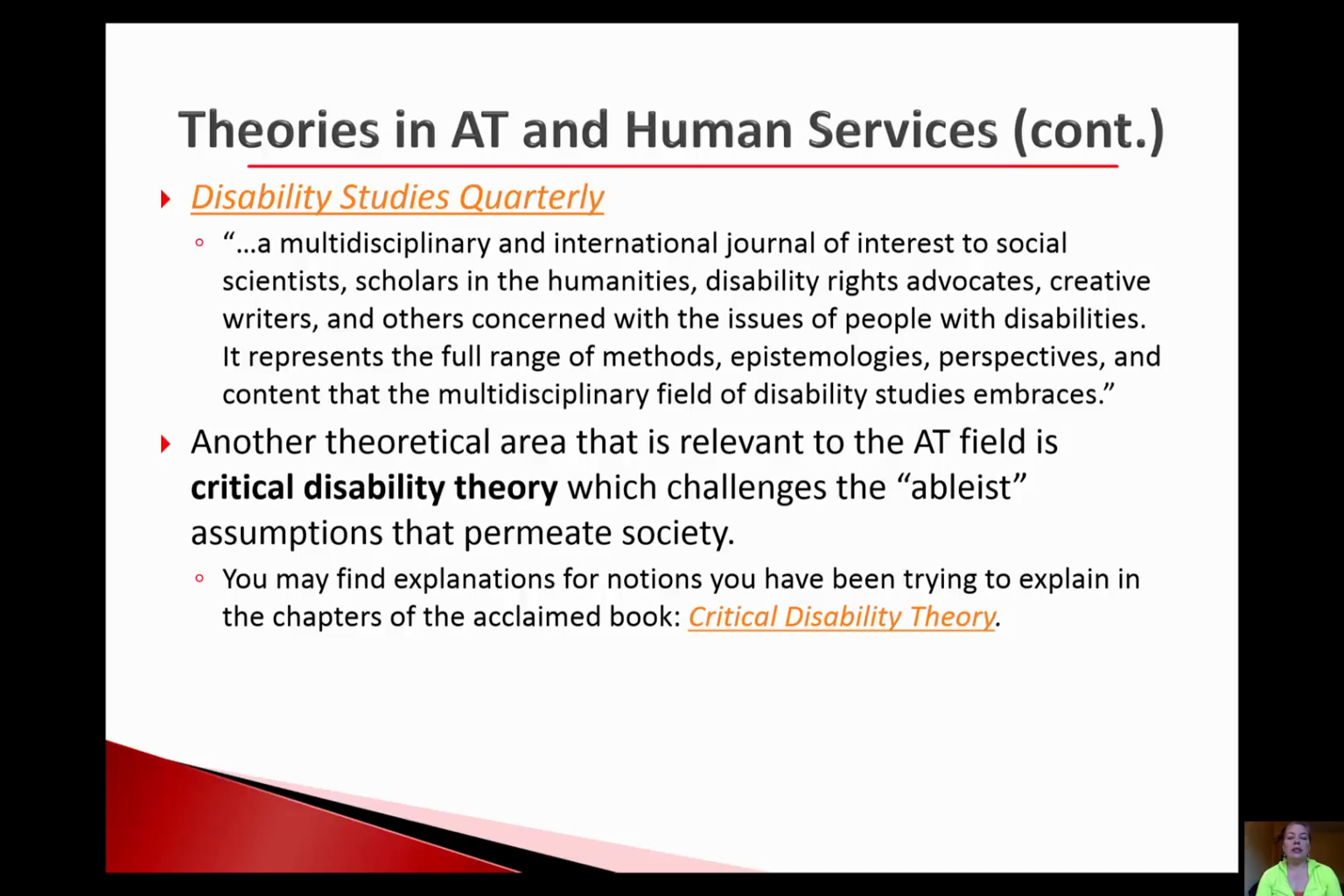Disability Studies Quarterly is a journal. They describe themselves in this way. It's a multidisciplinary and international journal of interest to social scientists, scholars in the humanities, scholars in disability rights, advocates, creative writers, and others concerned with the issues of people with disabilities. It represents the full range of methods, epistemologies, perspectives, and content that the multidisciplinary field of disability studies embraces.